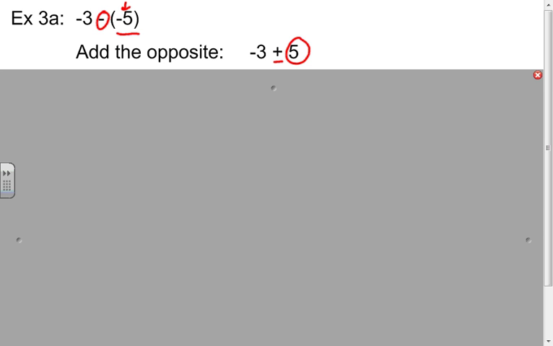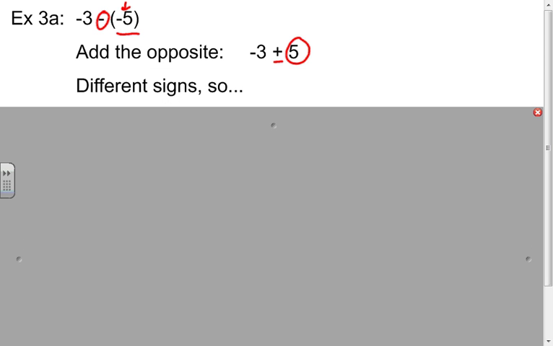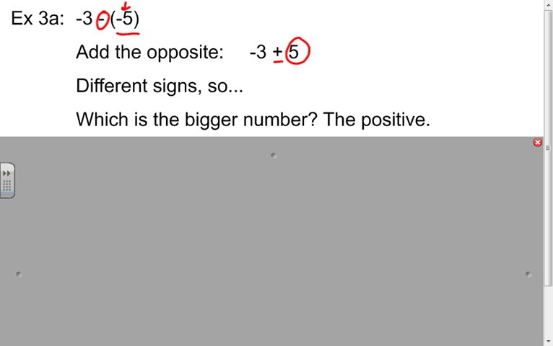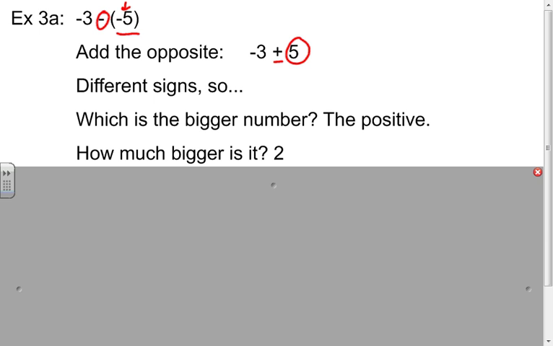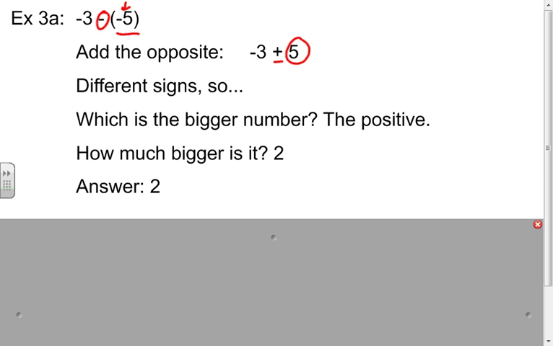Now we use the same rules from earlier. Negative 3 plus 5. Those are different signs, negative 3 and positive 5. The bigger number is the positive one. 5 is bigger than 3. How much bigger? It's 2 bigger. So my answer is positive 2. One more example of that.